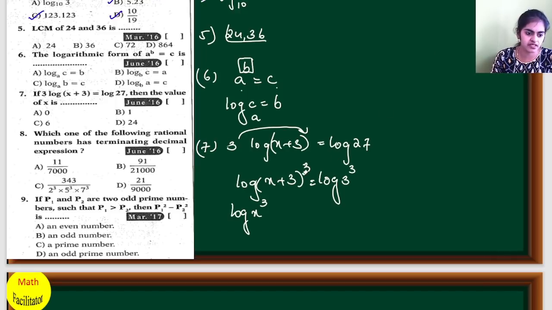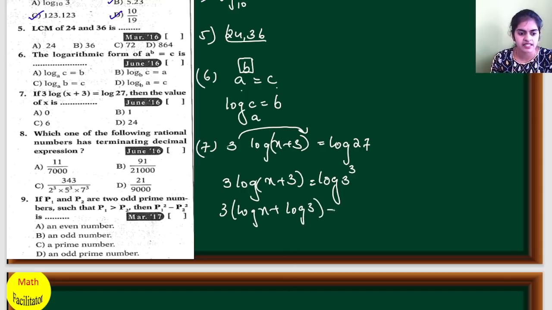Otherwise you can do, the first step here is, firstly you can separate the logarithm so that it will be more easy for you. So see here, I have 3 log x plus 3. I can write as 3 into log x plus log 3, and now this I can write as 3 log 3. Now this 3 and 3 will get cancelled. Do you understand why I said so?